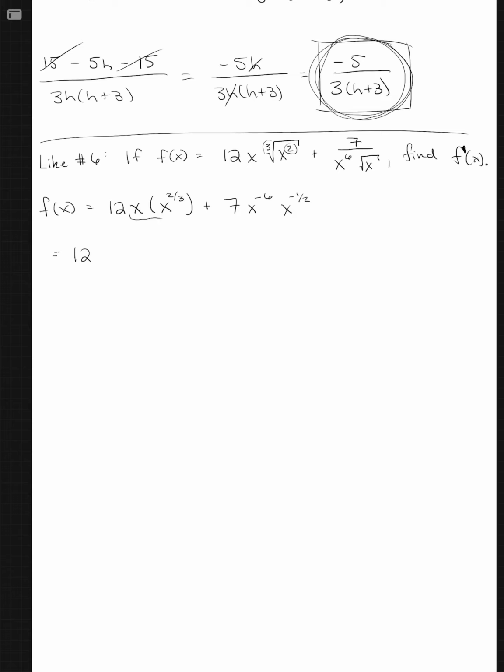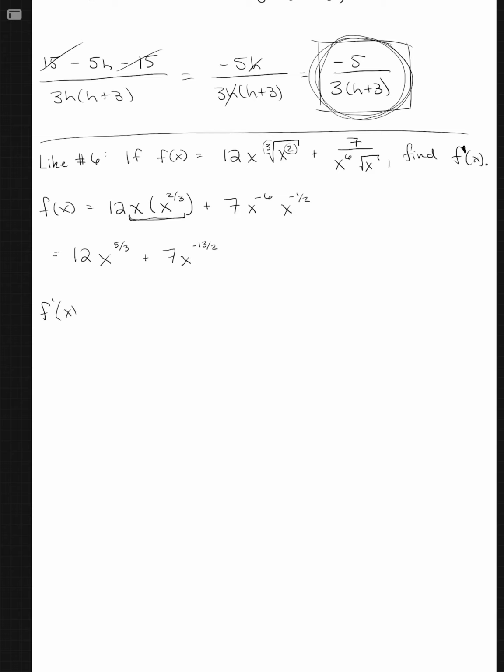And when we multiply two exponential expressions with the same base together, we can add their powers. So 1 plus 2/3 is 5/3. And -6 plus -1/2 is -13/2. Now we can just use the power rule.